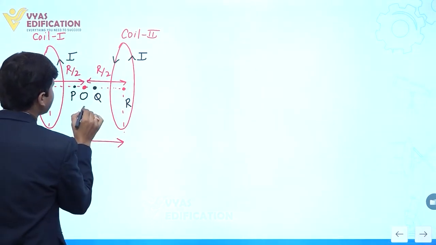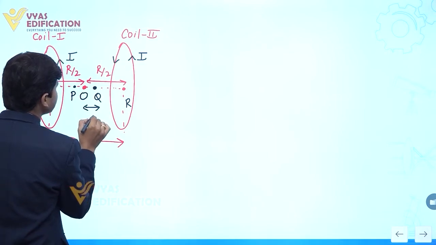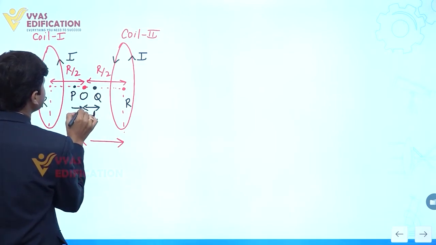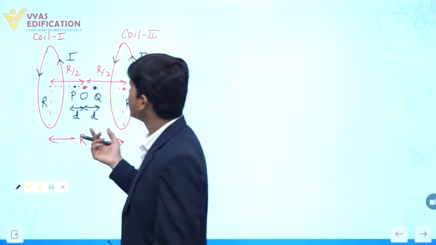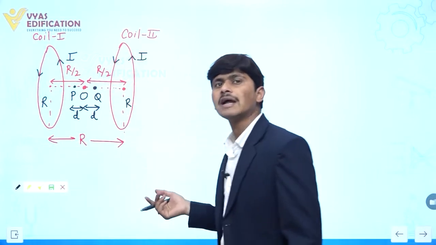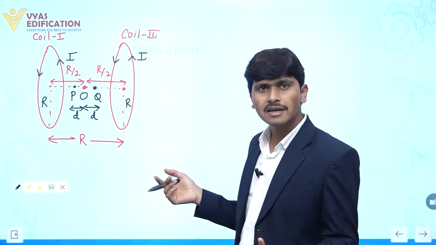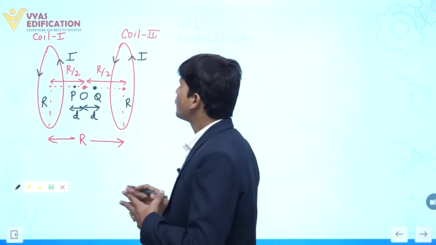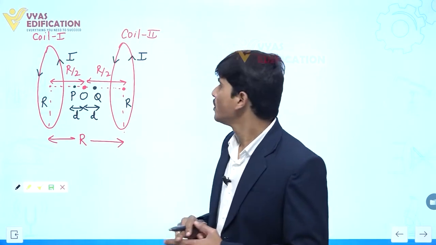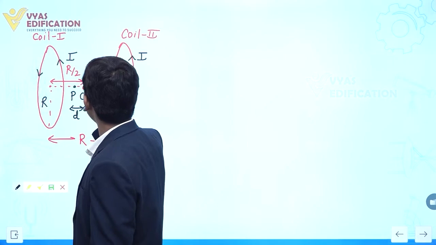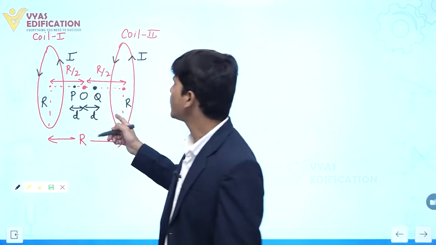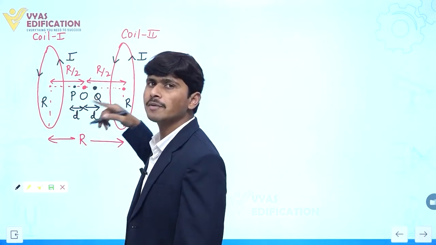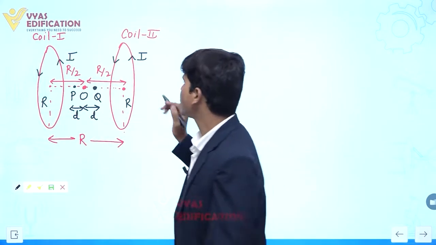So I can say, let's suppose this distance is d, and this is also d. We are assuming this d is very small compared to R by 2, or capital R. Now first let us try to understand. Suppose I find the value of magnetic field at point Q due to both coils. We can take point P also, we can take point Q also. So I am taking Q here.